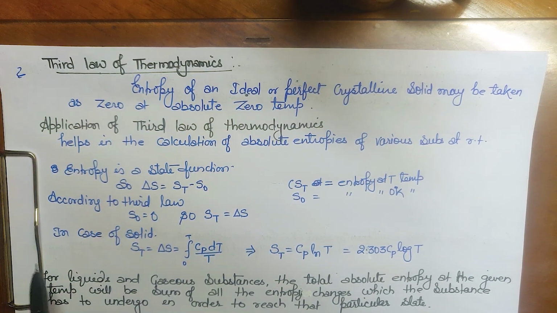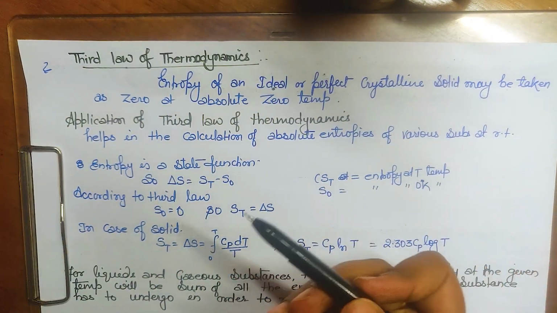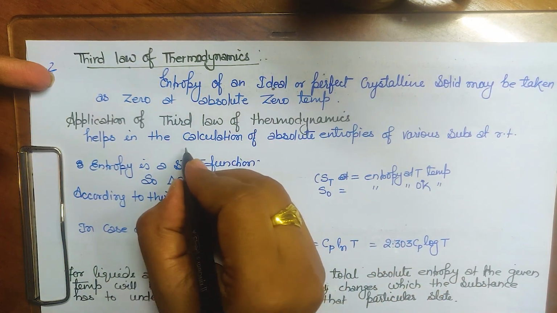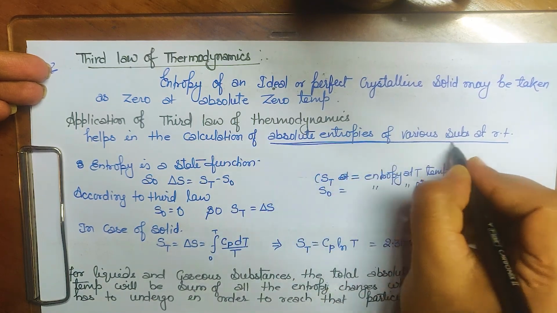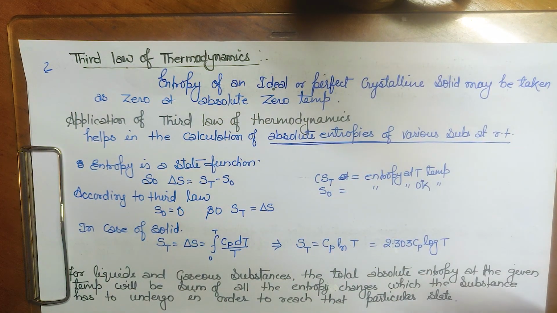Okay, so what is the application of third law of thermodynamics? The application of the third law is that we can find the absolute entropies of various substances at room temperature. Although the enthalpy, the change in energy, we cannot find, but entropy we can find. The absolute entropy we can find.